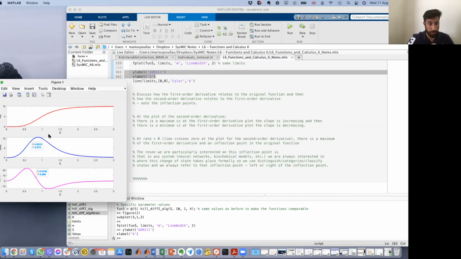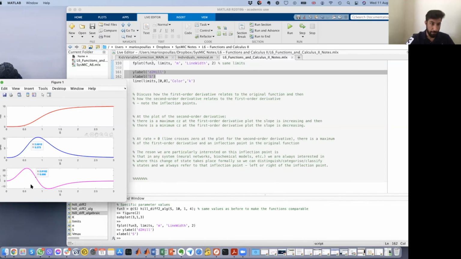As said earlier, the slope is increasing up to this point, as you can see, and then there's the inflection point, which is where the maximum point of the first order derivative is. And after that, the slope starts decreasing. That's what happens in the original form. The slope starts decreasing after the inflection point until the rate reaches the maximum rate.